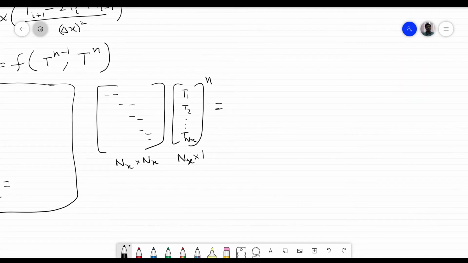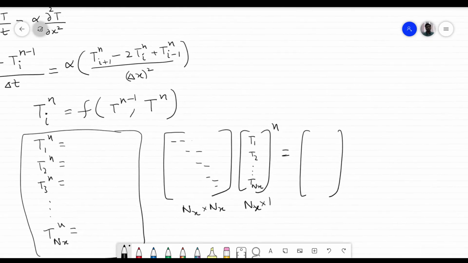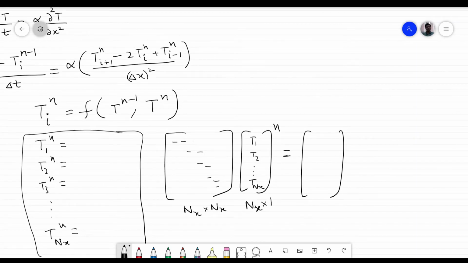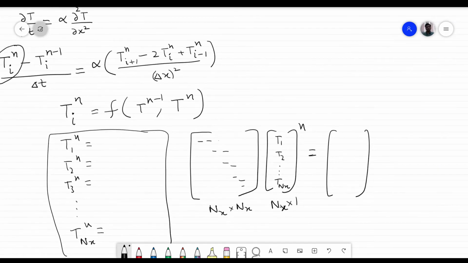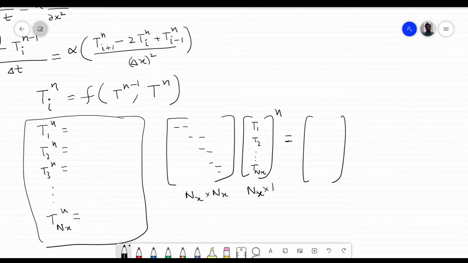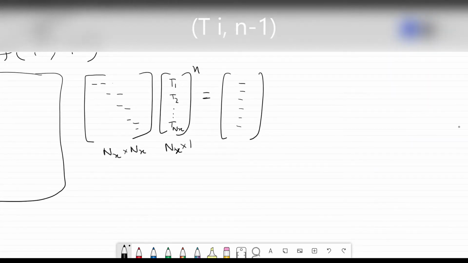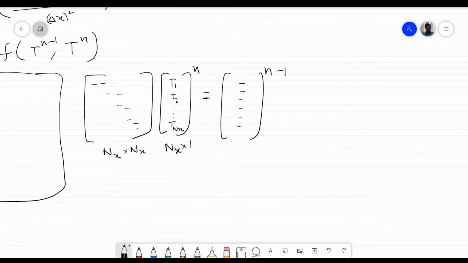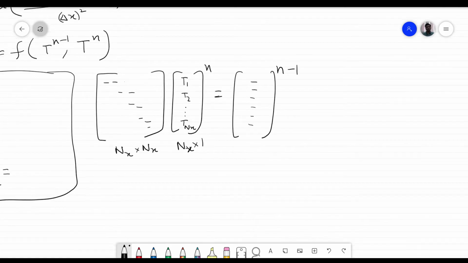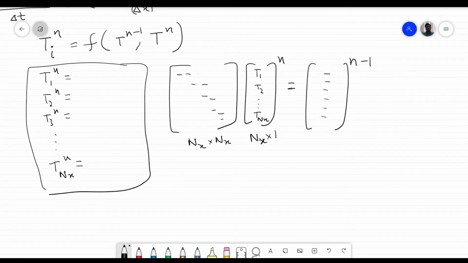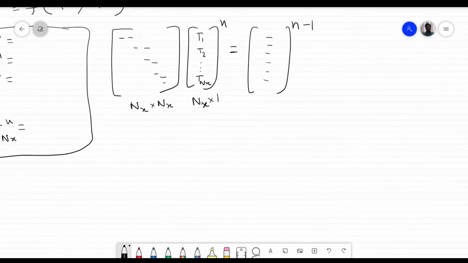and then this is equal to some constants that you know. So in this equation it is minus Ti and minus 1 by delta t, which goes to the right hand side and it becomes Ti minus 1 by delta t. So these will be some known quantities at time step n minus 1 or the previous time step. Okay, this is also nx by 1.